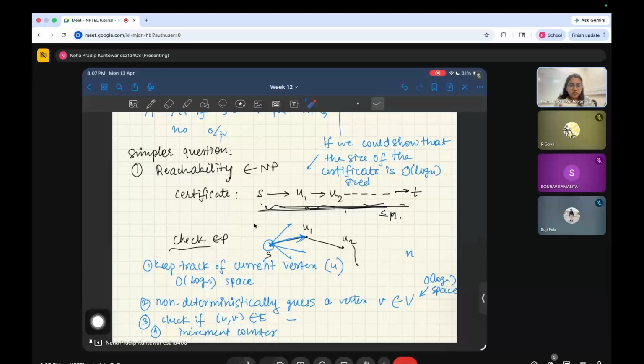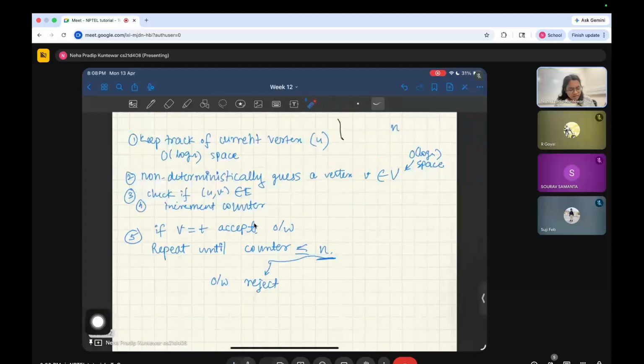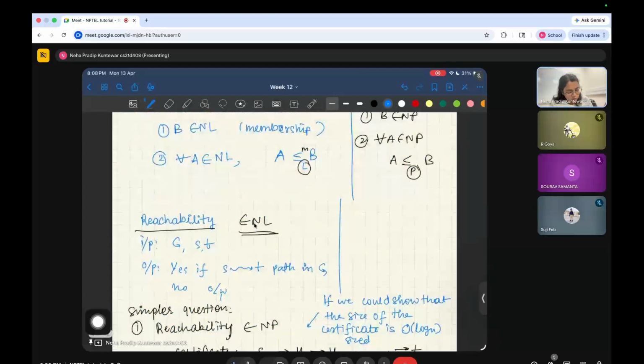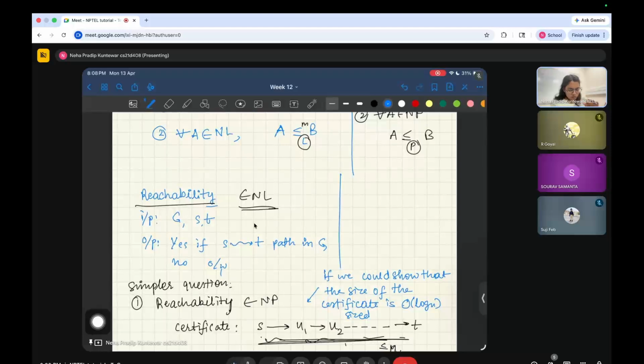You are just remembering two vertices. This is the first vertex u, the second vertex v, and each of them just takes order log n amount of space to be remembered, and there's a counter which again takes order log n amount of space. So altogether this entire algorithm works in order log n space. Not only is the certificate small, but also the check can be done in logarithmic amount of space. Therefore you have that reachability is in NL. Is this okay?